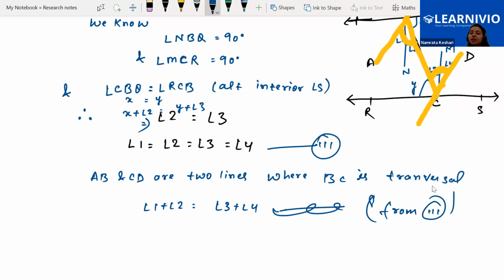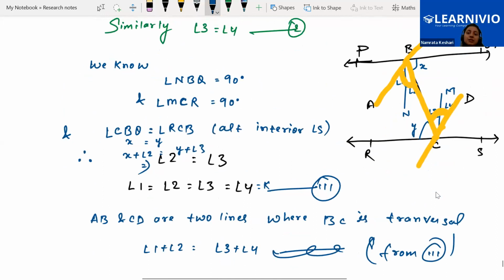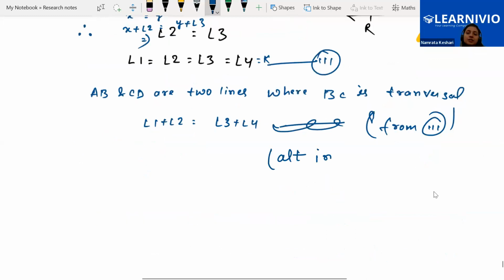If anyone has any confusion about why I am writing that 1 plus 2 and 3 plus 4 are the same, please check it. All are equal to each other. If each one's value is k, then 1 plus 2 means k plus k, and 3 plus 4 means k plus k. Both are the same, 2k and 2k. So 1 plus 2 and 3 plus 4 are equal to each other. That means alternate interior angles are equal, and hence AB is parallel to CD.